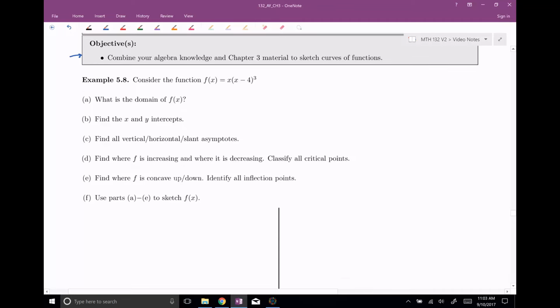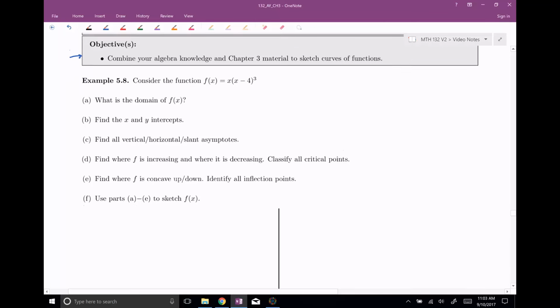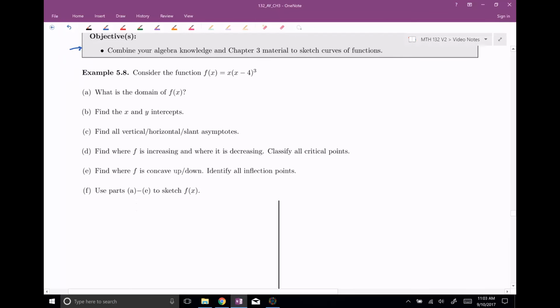You can see here is our first problem, and our goal is only really to do 2 problems for this section. You'll see they're very long problems. Our first one is broken up into many parts, and we're trying to combine all this information. What is the domain? What are the intercepts? Where are the asymptotes? Increasing, decreasing, critical points, concave up, concave down, and then finally we use all of that information to be able to sketch the function. So a through e combined together, we want to make a sketch of this function f of x.